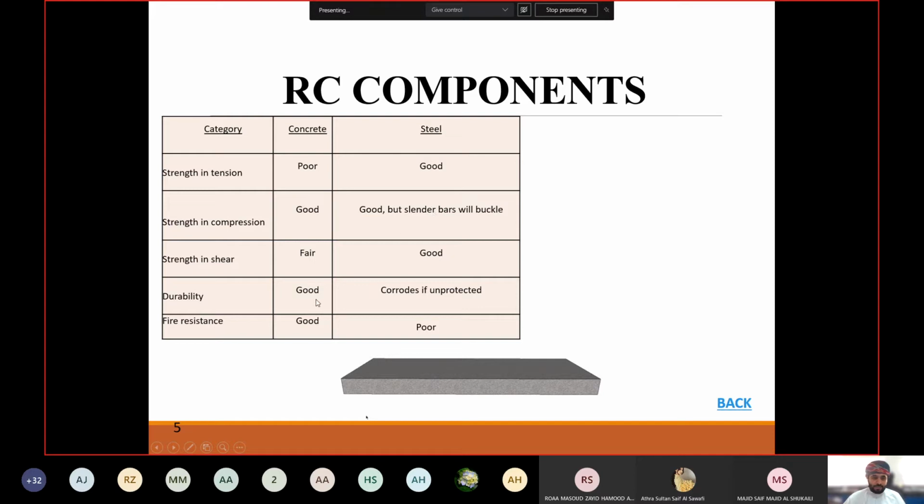Now for durability, we said the raw materials of concrete are good in terms of resisting water. We keep the concrete in the water actually for curing, so it does not have any issue living with moisture. The same thing for fire. The raw materials of concrete are gravel, cement, and sand. They are not affected by fire up to a certain limit. After a certain limit, they'll be affected, especially the cement and sand.